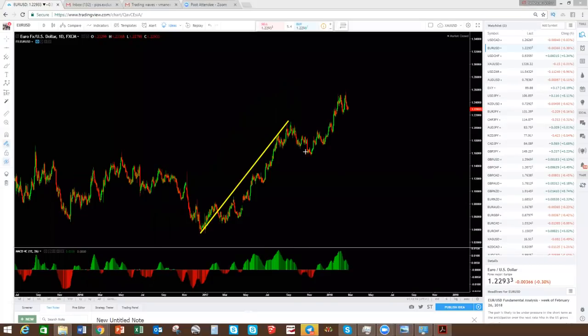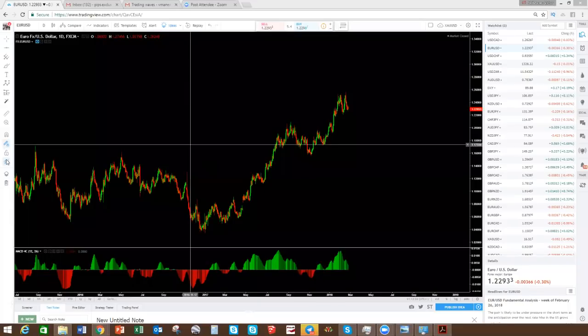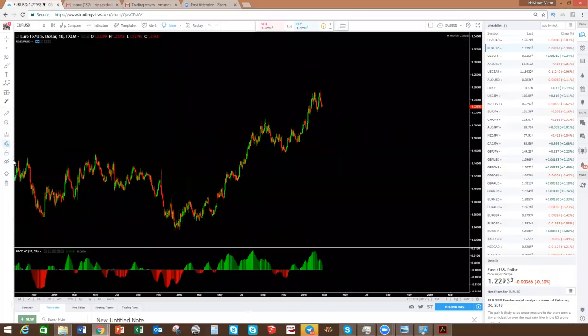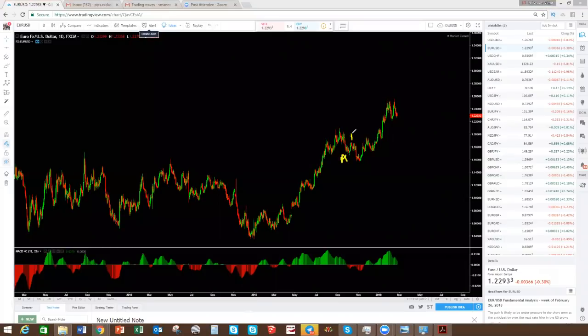A 1, 2, an ABC move. Like that. Okay. All right, so if we're labeling this, let's put this on. Okay, I still have it with the old sequence. So typically this will be your A here, your B here, your C here, and then we start the 1, 2, 3, 4, 5 move.